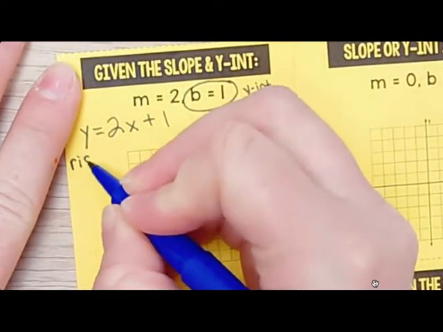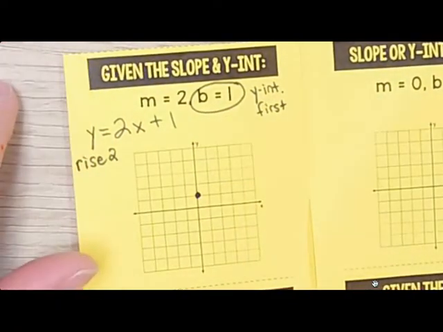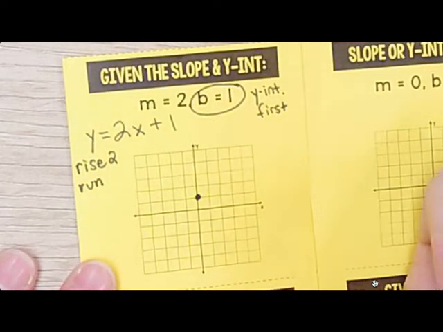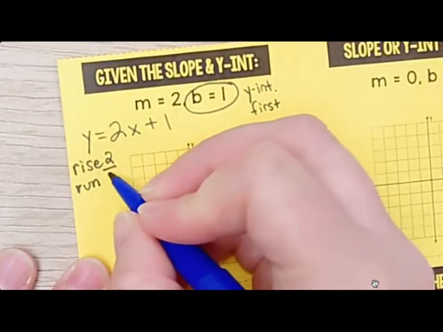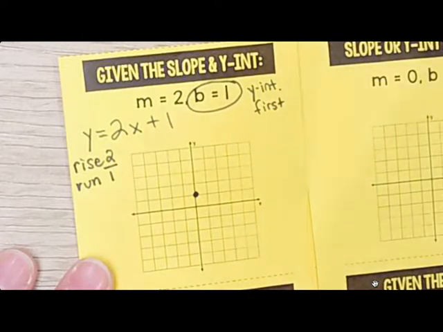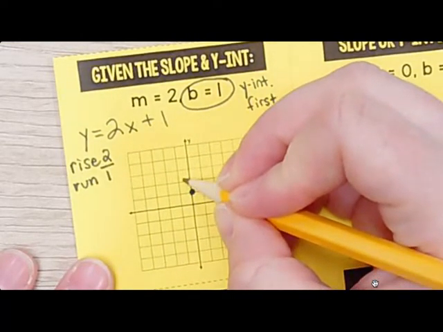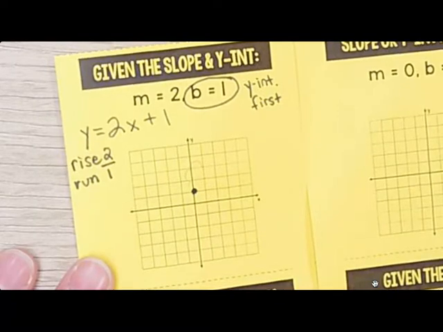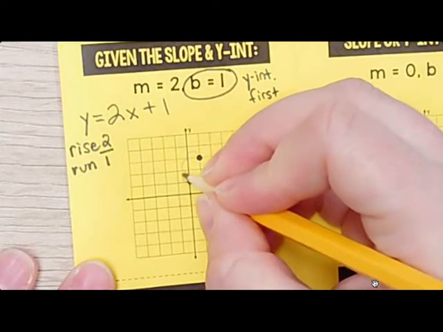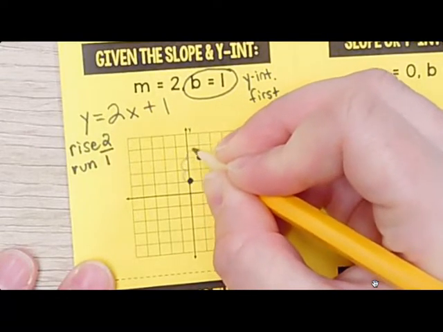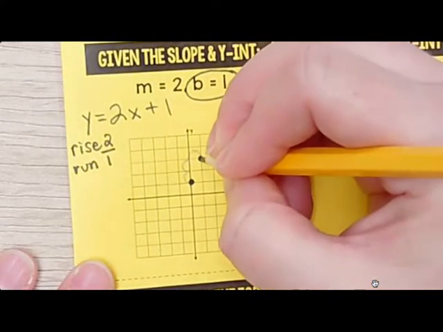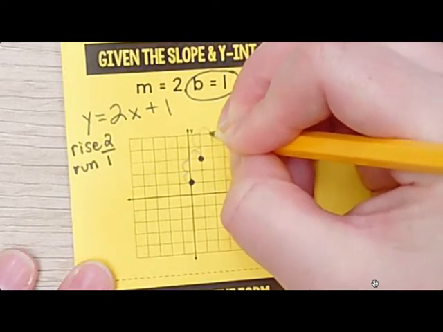So we are going to rise 2, but we don't have a denominator. So we need to run. We wouldn't run 0 because that wouldn't be 2. But if we run 1, then that will work. So from this point, I'm going to rise 2. So 1, 2, run 1. So look again, rise 2, run 1. And I can keep on doing that to get several dots to make my line.